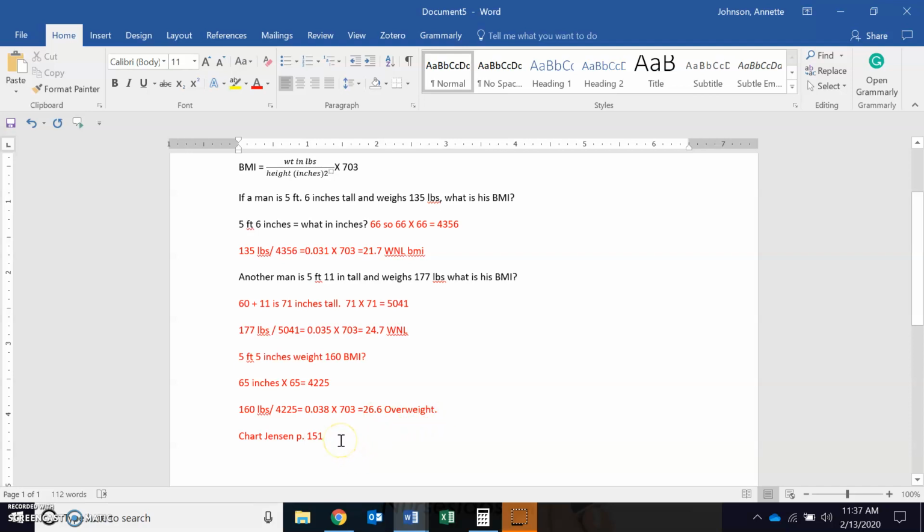There's also a chart in Jensen that not only tells whether they're underweight, normal weight, overweight, obesity, or extreme obesity, but the health risks associated with it. That's in Jensen page 151, so take a look at that. We'll go over body frame in lab, but hopefully this will give you a little bit of a heads up on how to do these measurements, and we will go over them briefly in lab, but if you can review these, that would be very helpful.